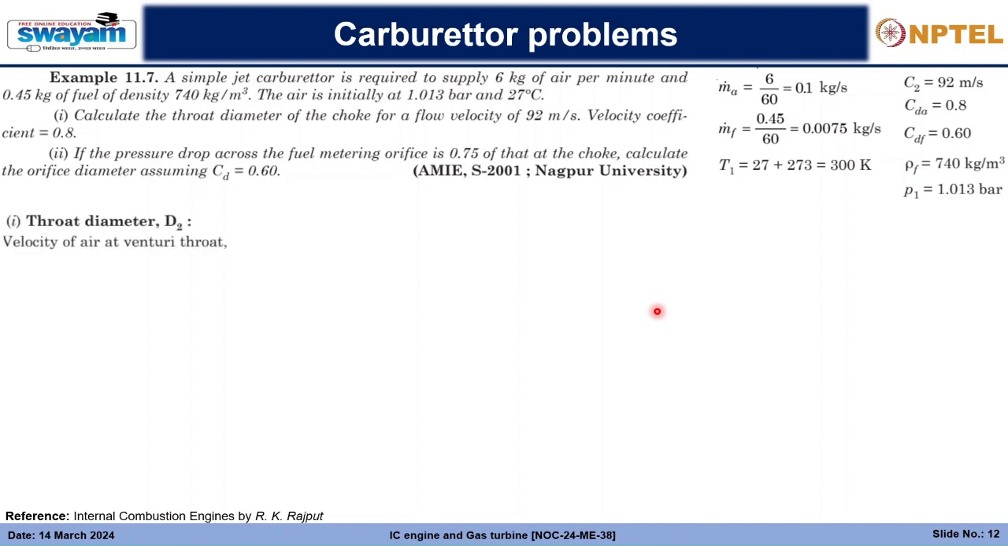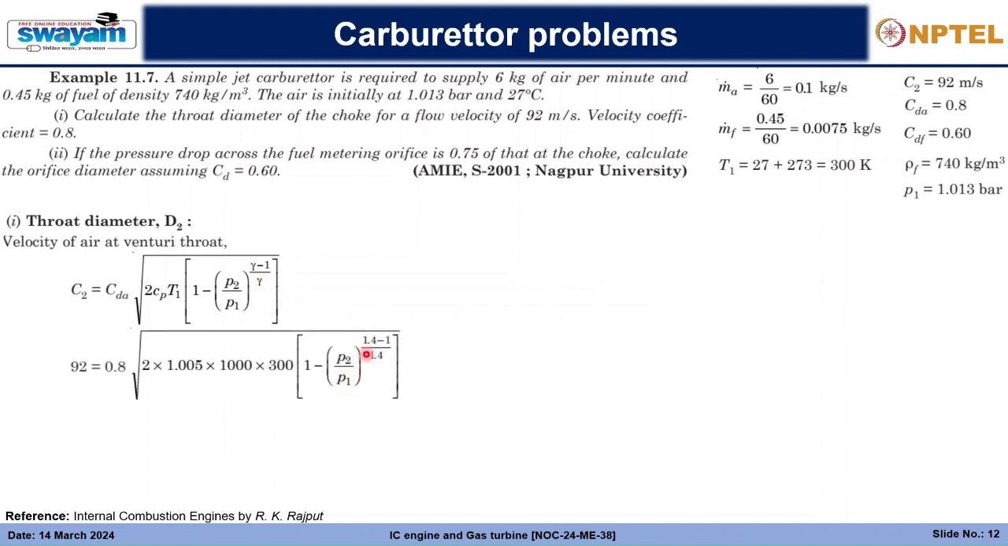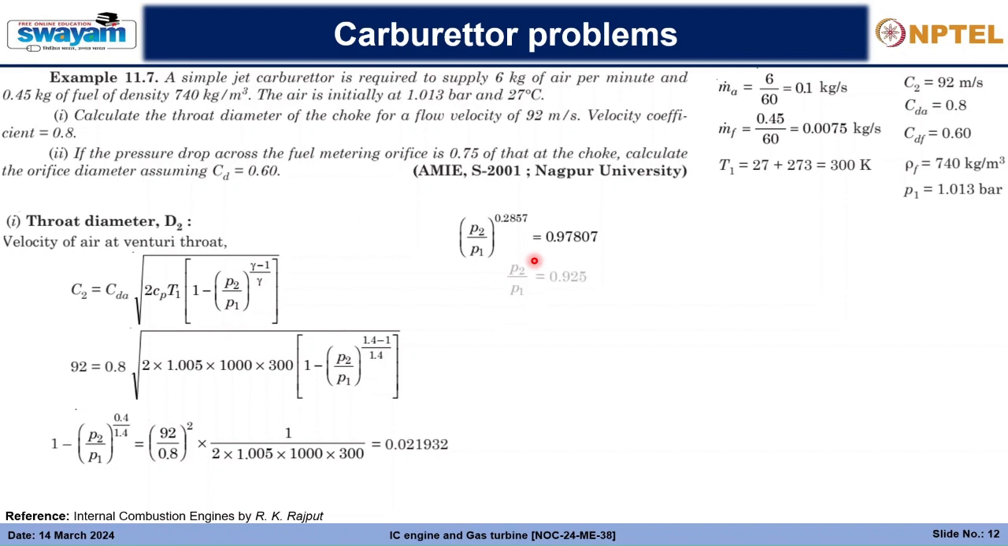Using these values, we first calculate the throat diameter D2. The velocity of air at the venturi throat is given by C2 equals Cd A into this formula, whose derivation I showed in the previous problem. You can always refer back. Here we need to find the value of P2, right? P2 is not given, P1 is given, so we have to find P2. If you put in the values correctly, you will find P2 equals 0.937 bar. So that is the pressure at the throat.